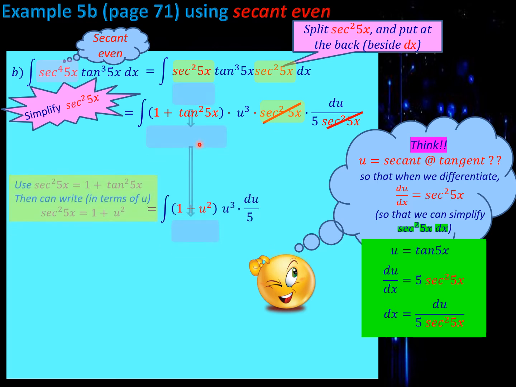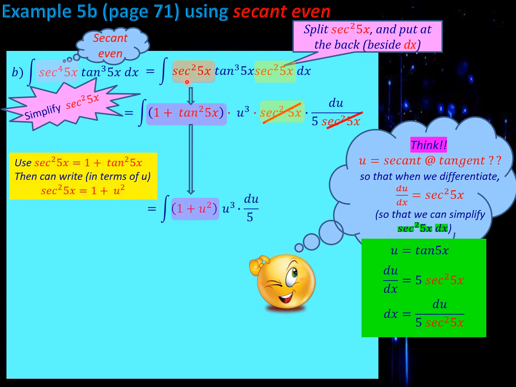Okay, after that, at the same time, we need to change sec squared 5x equals to 1 plus tangent squared 5x. Why? Because we need to write in terms of variable u. To write in terms of variable u, we need to write in terms of tangent because we define u equals to tangent 5x. How we get this formula?